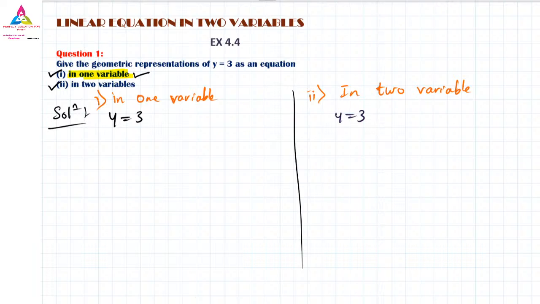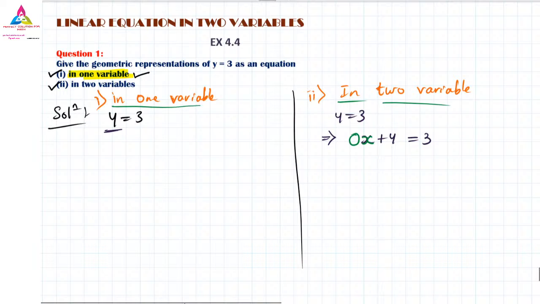For one variable, I have told you we can't take the x now, because only y we have to consider. For two variables, this equation can be rewritten as x plus y is equals to 3, but this x is having the coefficient what? 0. This way we can write it in two variables, because x also we have to take, but in one variable we take only y is equals to 3. So how to draw this graph? It is simple. Geometrical representation again. So draw one y axis.